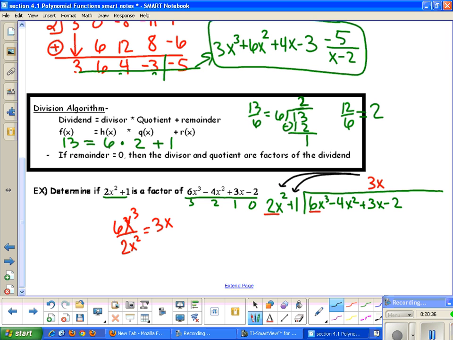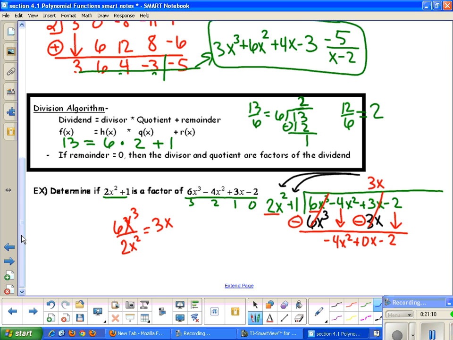So 3x times 2x squared gives me 6x cubed, which we did on purpose. And then 3x times the 1 gives me 3x, and I have to line it up with this term, which is right here. Now remember, we are going to change our signs. This cancels out, and then this term is brought down, so minus 4x squared. This cancels out, so I'm going to put a 0 placeholder in, so plus 0x, and then this is brought down, minus 2.